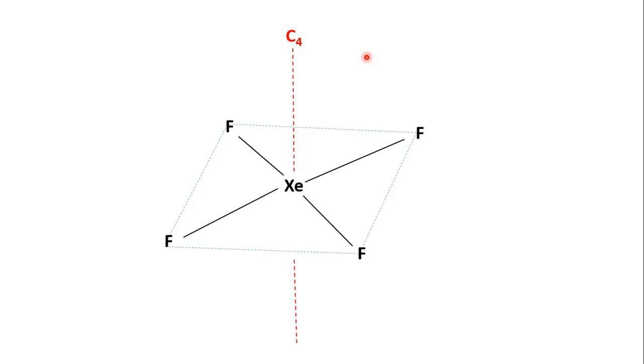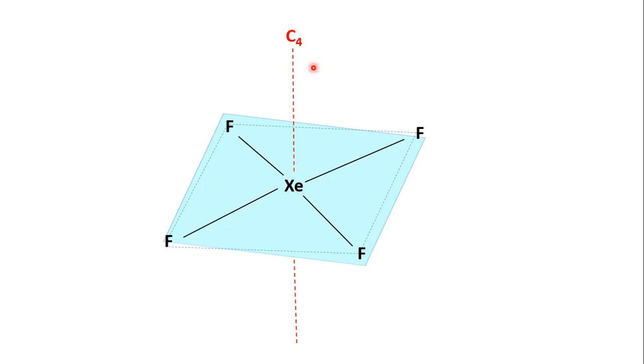Next we see the structure of xenon tetrafluoride, square planar. C4 is the principal axis, passing through xenon and perpendicular to the molecular plane. And now you find a molecular plane, the plane containing the molecule, the plane containing the xenon and fluorine atoms.